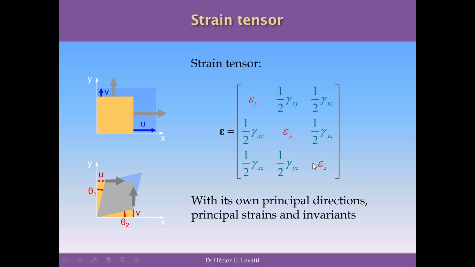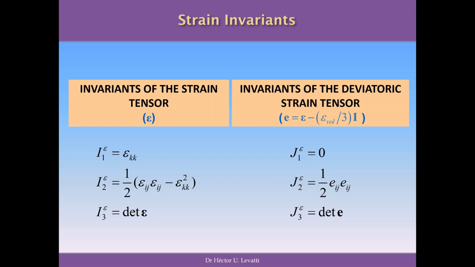And again, this strain tensor has the same property as the stress tensor, so it's symmetrical regarding the diagonal. So these values in here are symmetrical with these values in here. And this tensor as well has principal directions and principal values. And of course, this tensor as well has invariants. And you have the expression of the invariants of the strain tensor in here and the deviatoric strain tensor in here, because you can decompose the strain tensor in a spherical component and a deviatoric component.